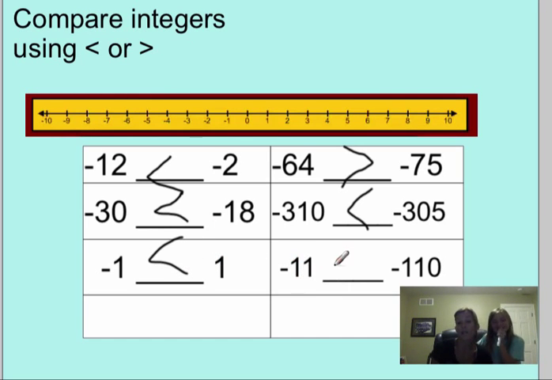Did you lose $11 or did you lose $110? Well, you were hoping to only lose $11. So negative 11 is larger than negative 110.